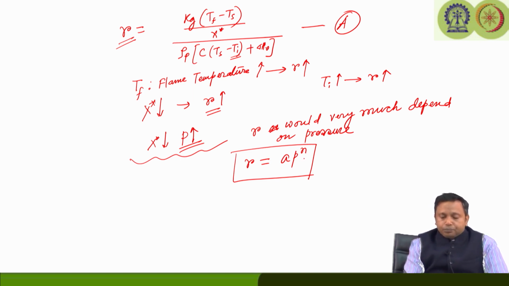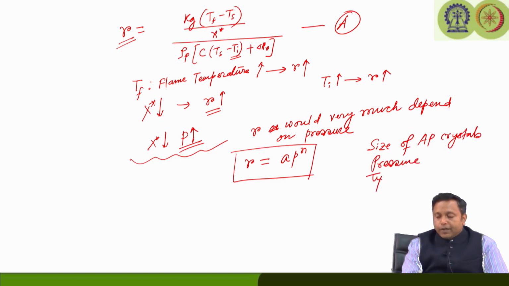Now, we can say that size and pressure have a very influential role; size means we are talking about the size of ammonium perchlorate crystals. Pressure, type of binders, catalyst, so many things. I mean, these are not the only parameters, but there are many other parameters which are going to influence the burn rate of composite propellant.